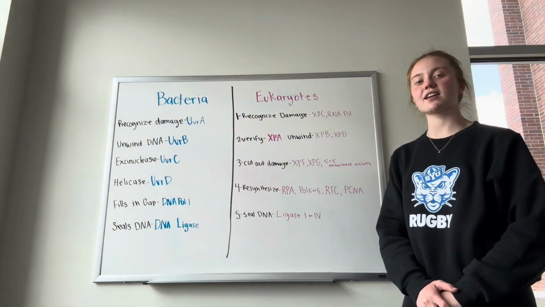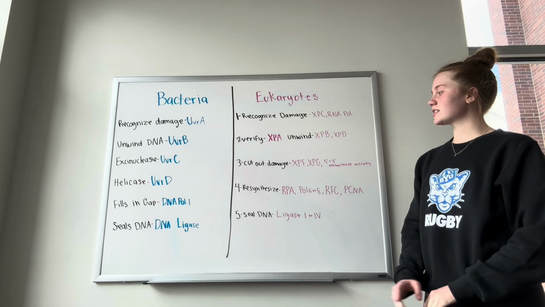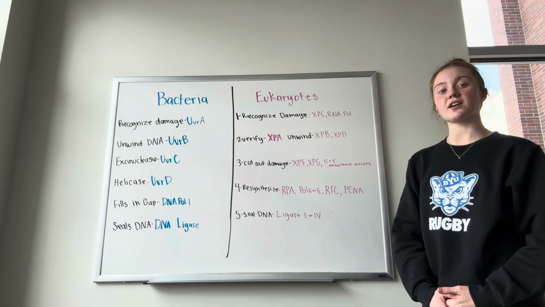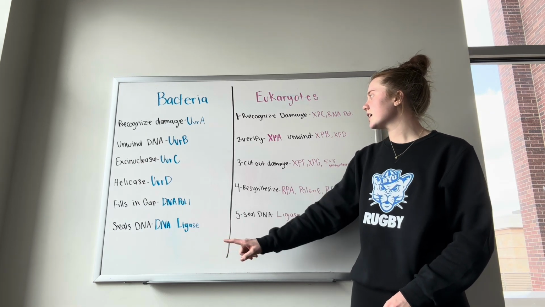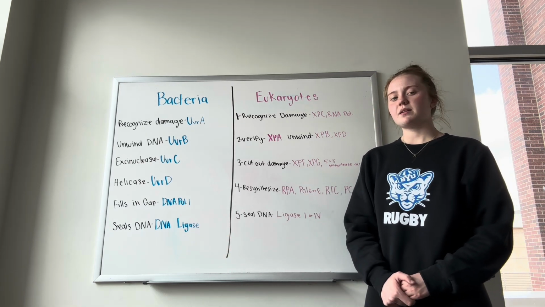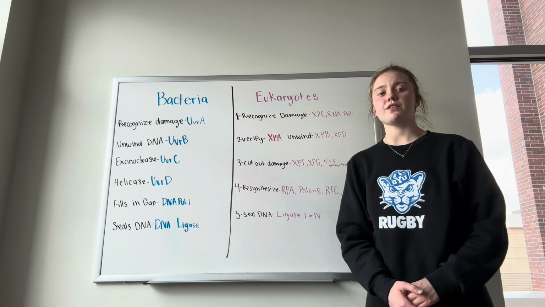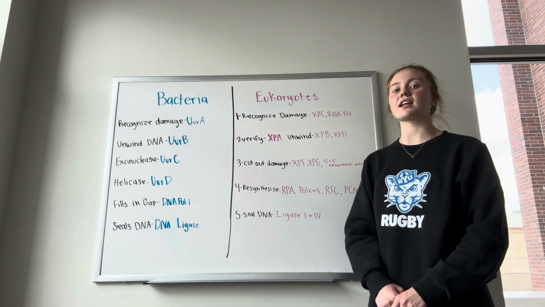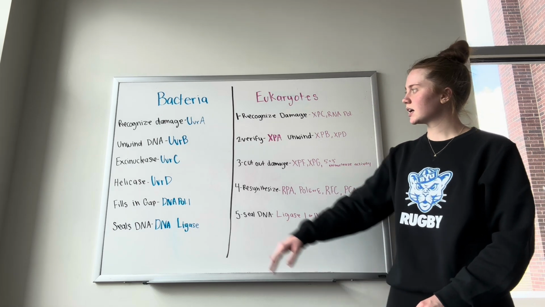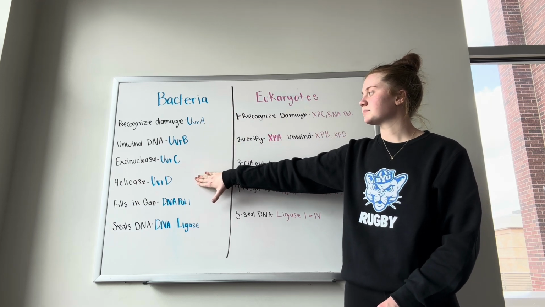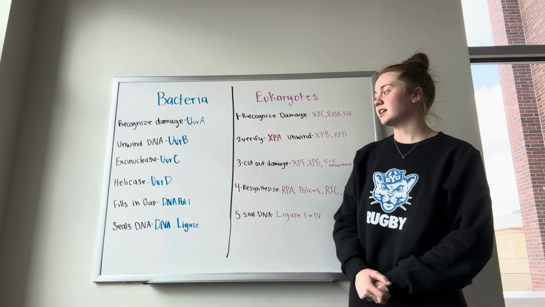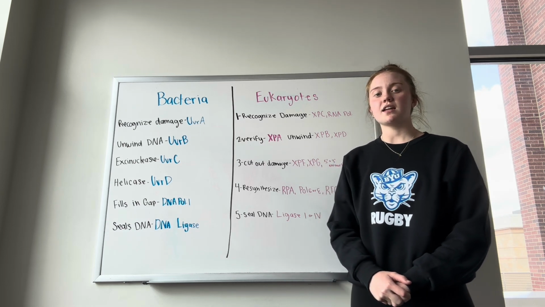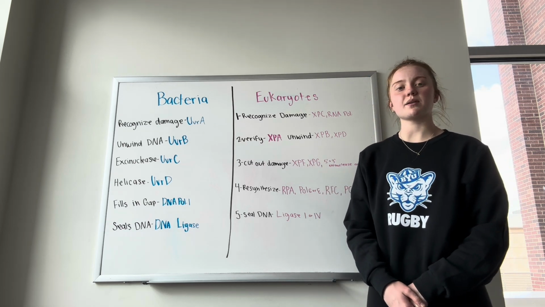In the last clip, I went over the steps, but here's a deeper look into what is really going on behind the scenes in all these steps. We have the difference between bacteria and eukaryotes, and in bacteria we have the proteins UvrA through D that get us through the first 3 steps: recognizing, unwinding, verifying, seeing the damage, and then we have DNA polymerase that comes in and fills the gap and then seals it up with ligase.